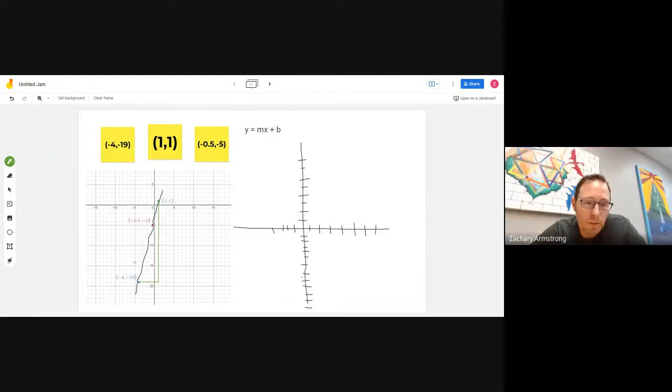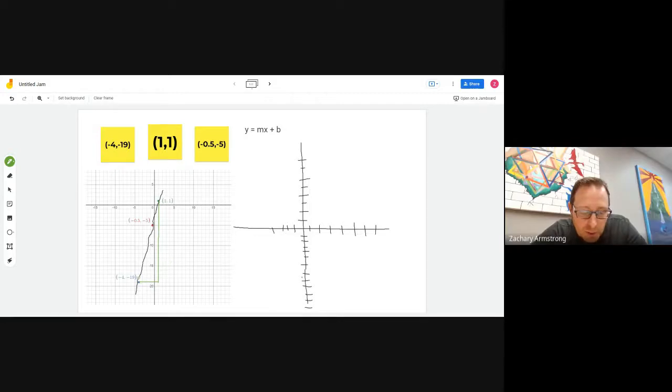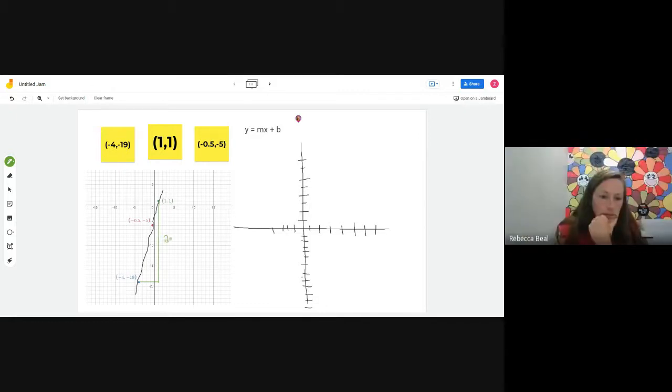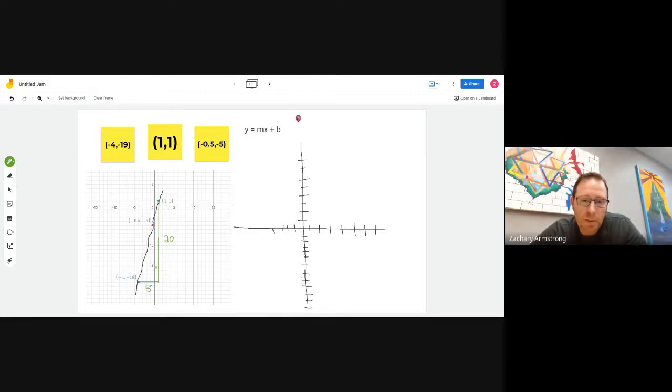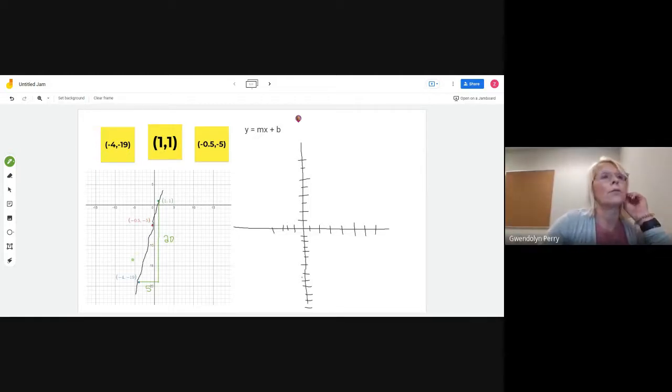I'll put that up here. How much did we go up here? We went up from -19 to 1. That's 20, right? Mm-hmm. And then we went over 5, from -4 to 1. So Gwen, are you writing that? Yeah, I did 20 rise over 5 run.